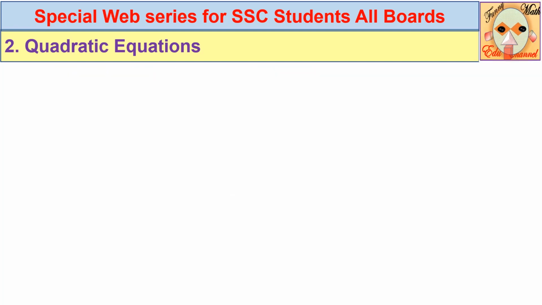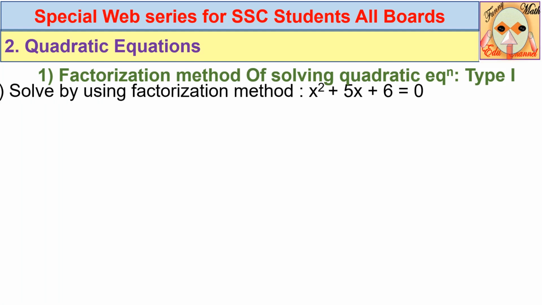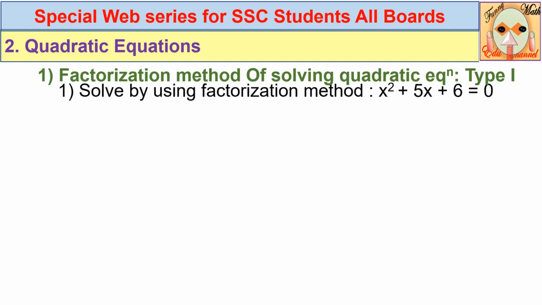Now let us start with the first one, that is the factorization method of solving a quadratic equation. In that method there are 2 types. The first type is what? Let us see. Solve by using the factorization method: x square plus 5x plus 6 is equal to 0. Now in this type, as we compare this with the general form, the coefficient of the x square term is 1 and we are not worrying about the values of c and b, and so we say this is type 1 and we have to solve it by the factorization method.